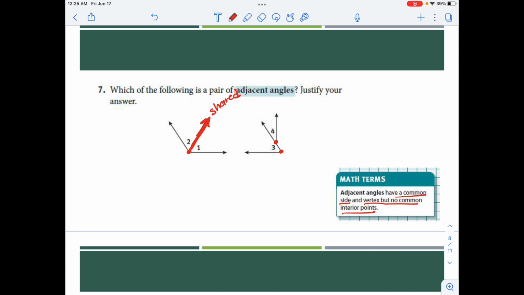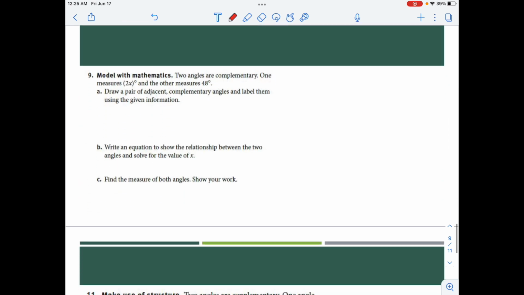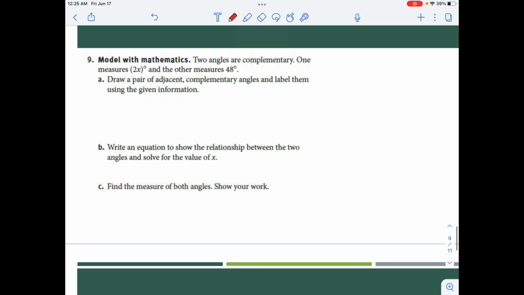Okay, let's move on. Question number 9. Two angles are complementary. One measures 2x degrees and the other measures 48 degrees. A. Draw a pair of adjacent complementary angles and label them using the given information. Okay, let's do that. So we have to have it adjacent. And let's call this 48 degrees. And let's call this 2x degrees.